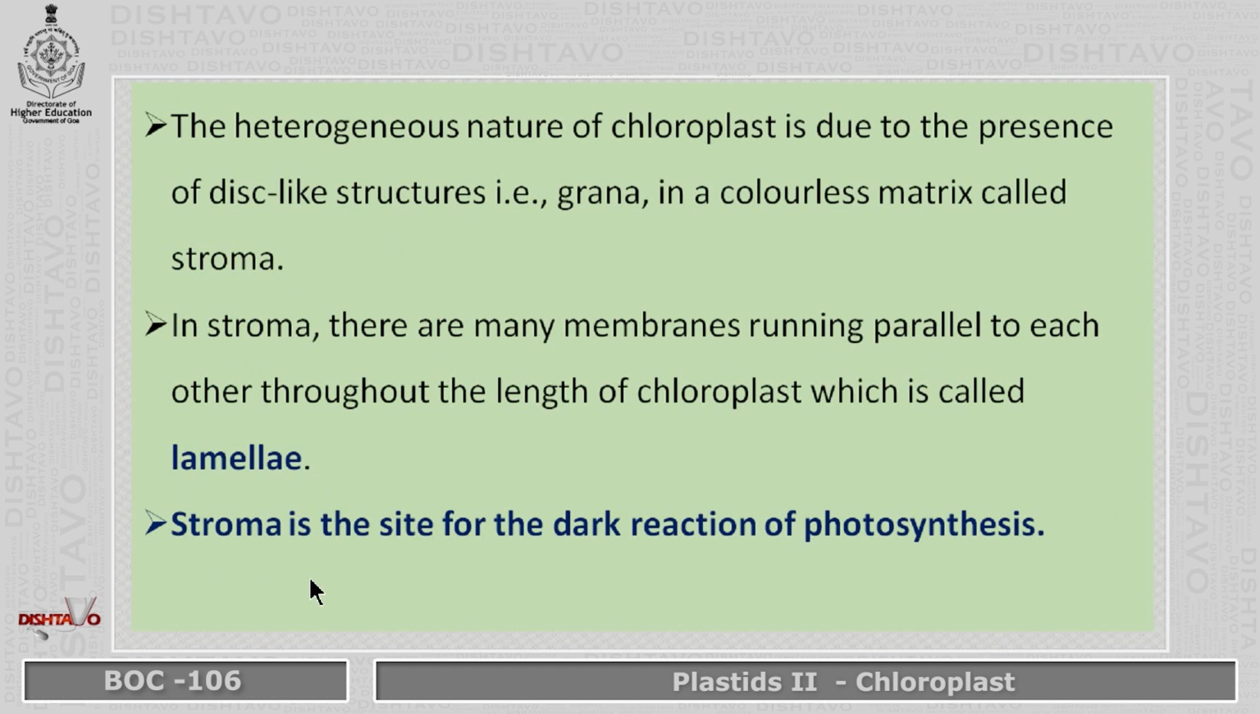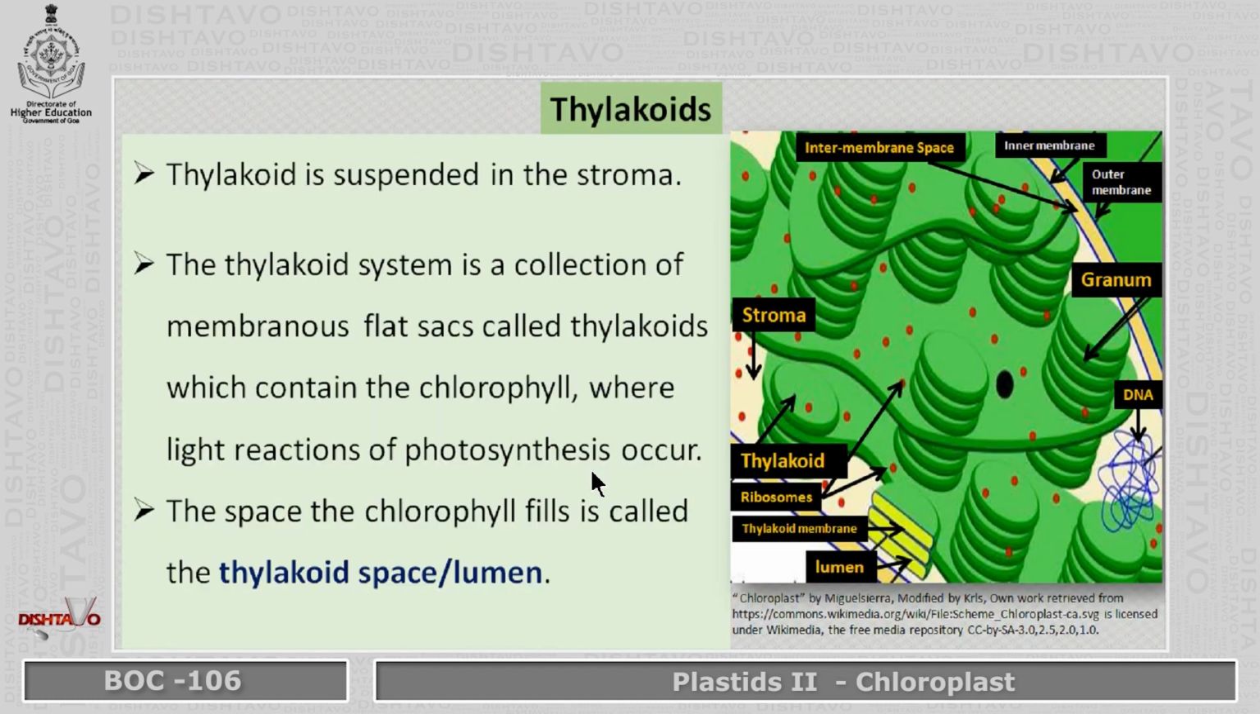The stroma is the site for the reactions of photosynthesis, which we call dark reactions. Now, if we look minutely at the ultrastructure, we see here the membranes of the chloroplast. This is important for us because of the thylakoids. Thylakoids together form the granum. Then we see the DNA, we see the ribosomes which are present, and of course the lumen, the space in the thylakoids.